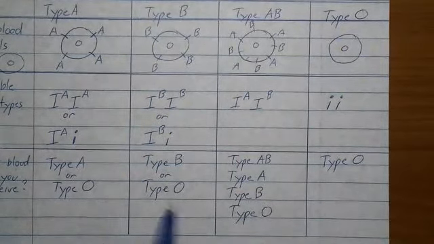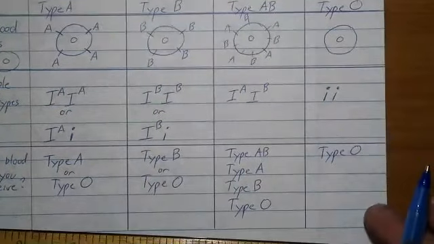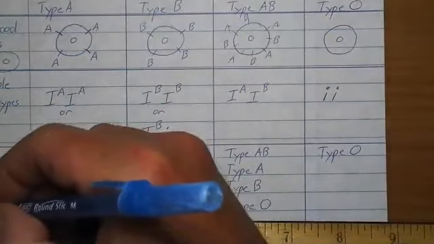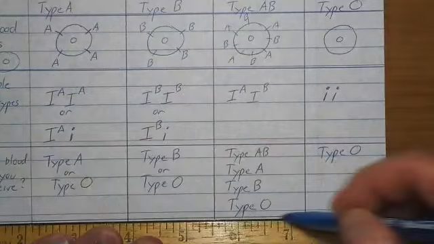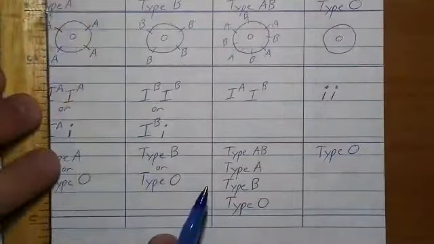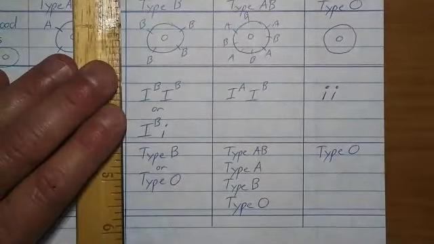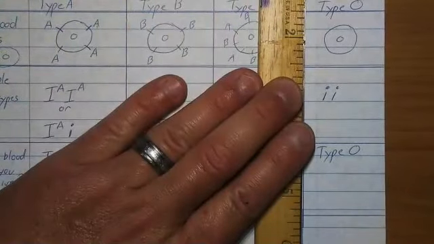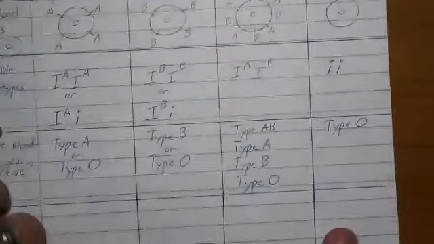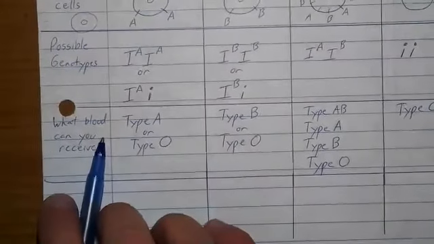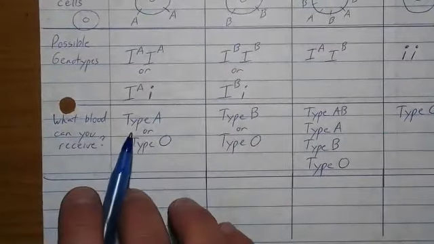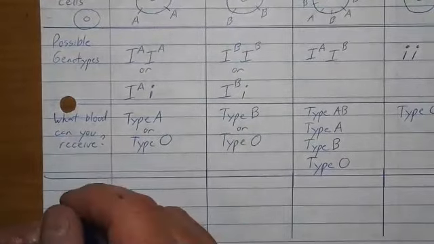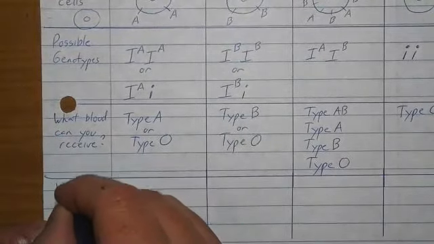So this is if you need blood, all right? So let's cap that off. Extend my lines just a little bit. Okay, so that's if you need blood. So what blood can you take into your body? What about if you want to go donate blood? Who can take your blood?